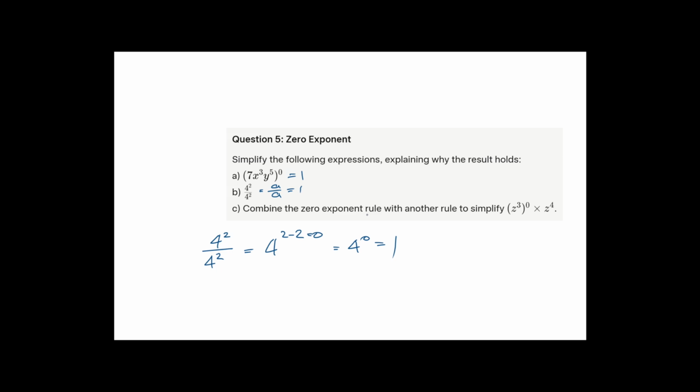Okay, combine the exponent rule with another rule to simplify. Well, let's deal with this first. Z to the power of 3 to the power of 0 equals Z to the power of 0, which is 1. 1 times that equals that. That's all there is.